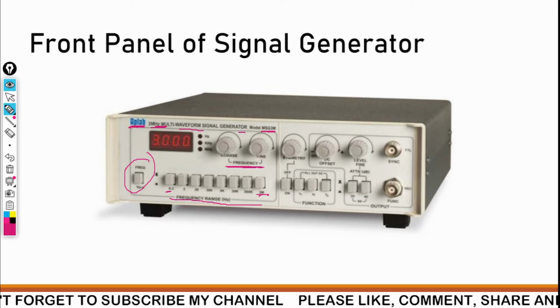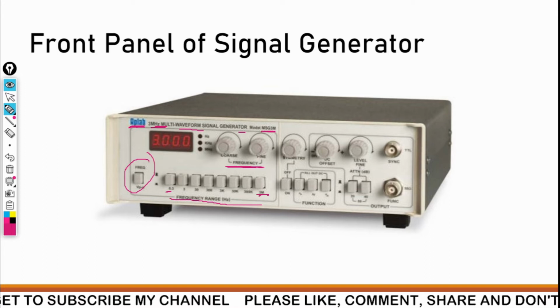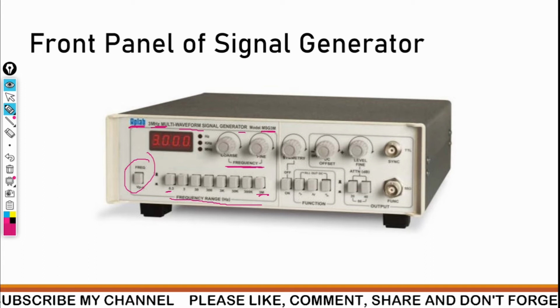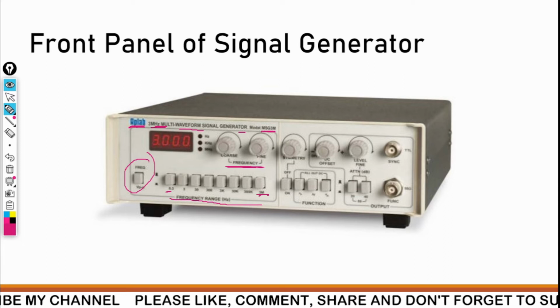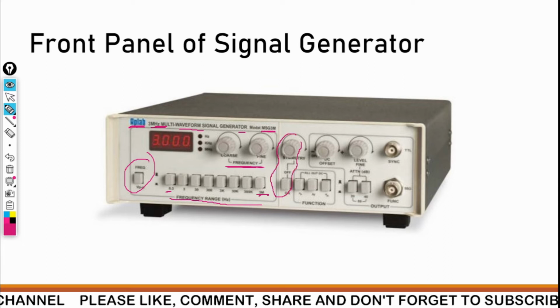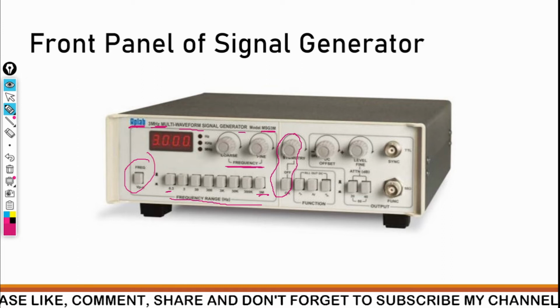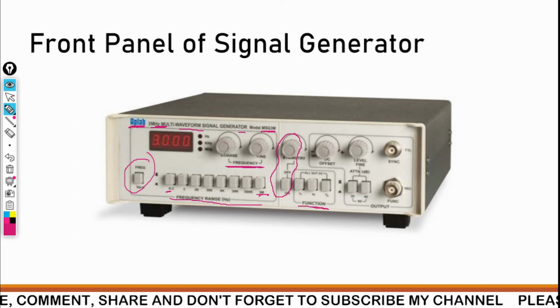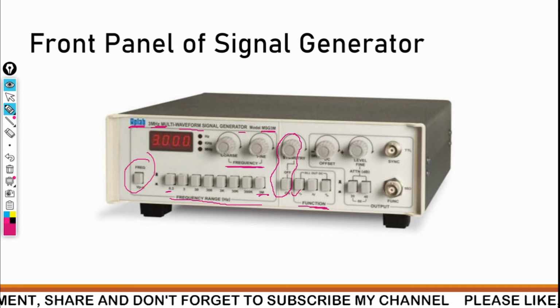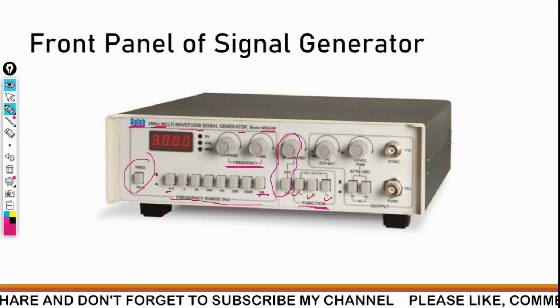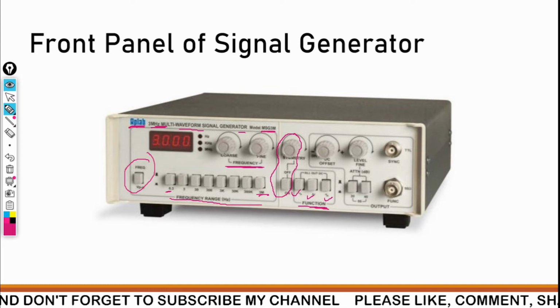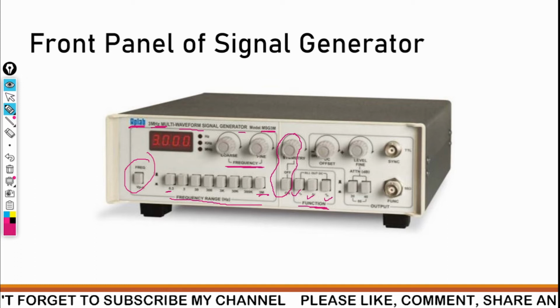It will vary the frequency majority portion, and fine will do the fine adjustment. This is the symmetry button that we don't use this time. This is the hold on button or offset button. These are the functions. We can have a sine, we can have a triangular, and we can have a square. So these are the three buttons to change the functions of the signal generator.